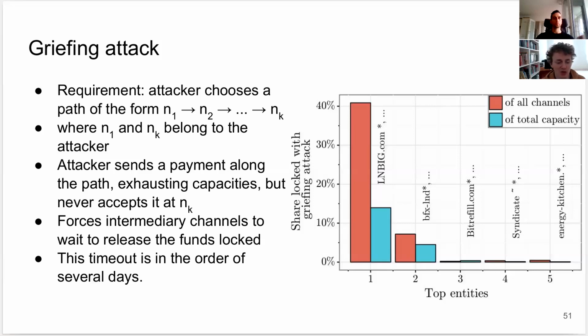Now, looking at which entities could actually pull something like this off, we can see again that LN-Big would be quite effective in doing so. If they did this, they could essentially lock down 40% of all channels and almost 15% of the total capacity. Again, there are some other nodes that don't get quite close to this, but still, for example, BFX LND is getting to something like 7 or 8% of all channels that they could lock with this attack.